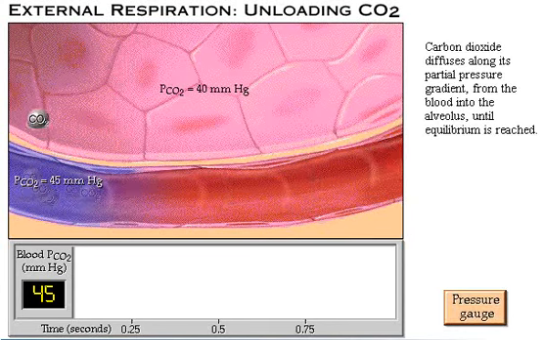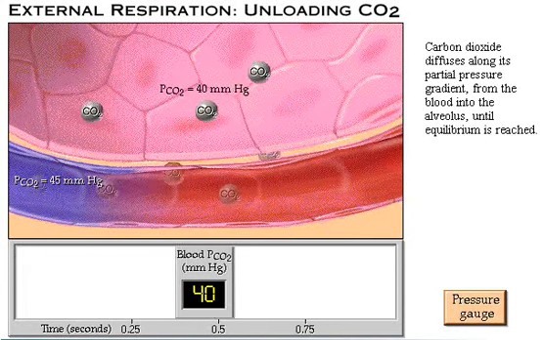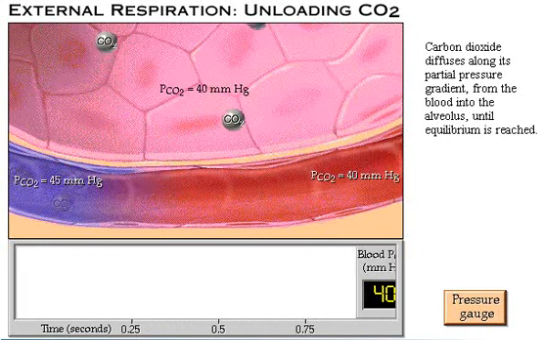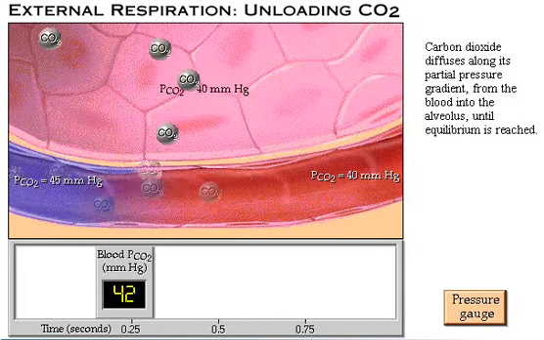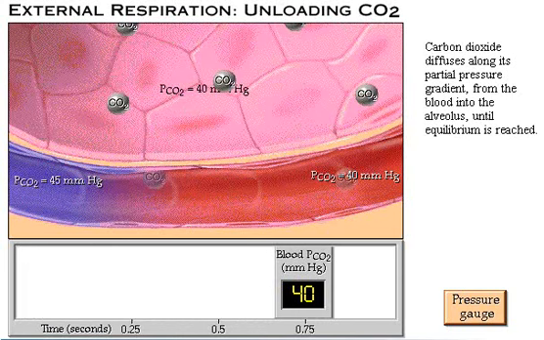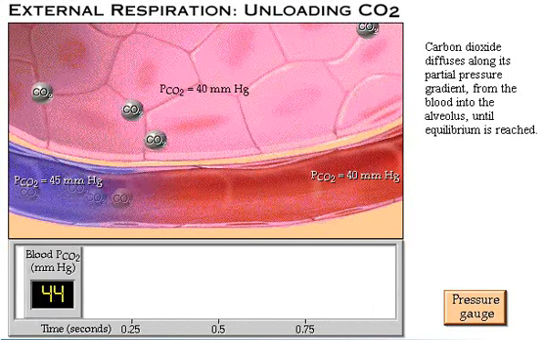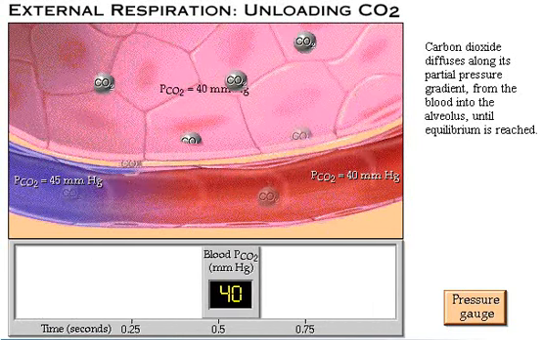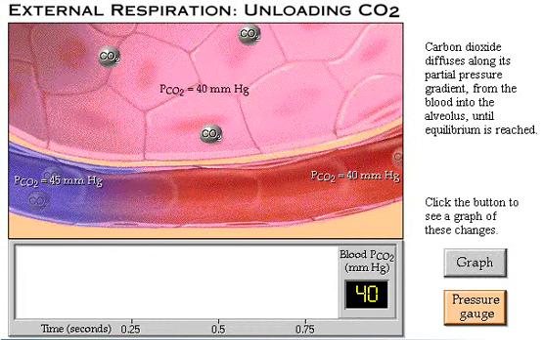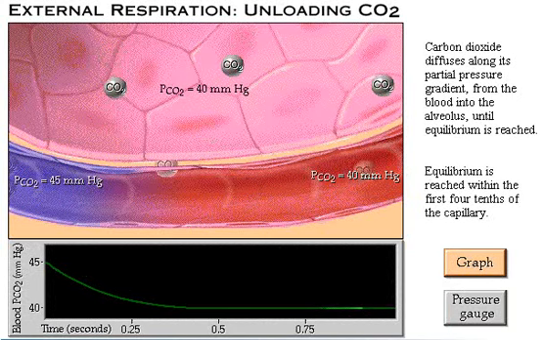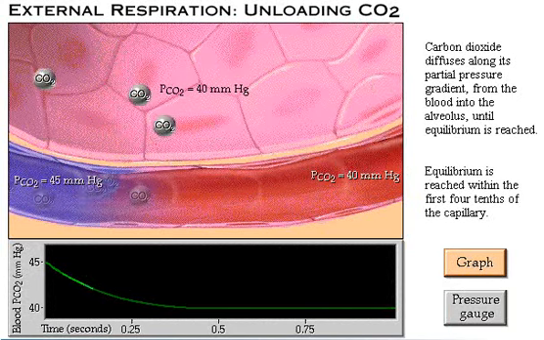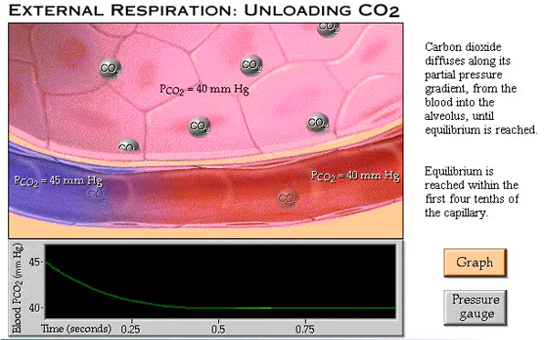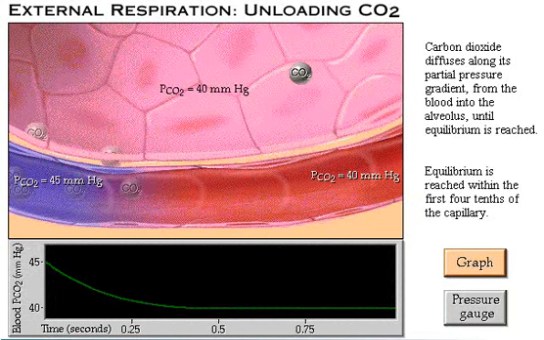Carbon dioxide diffuses along its partial pressure gradient from the blood into the alveolus until equilibrium is reached. The PCO2 of the blood has decreased to 40 millimeters of mercury. Click the button to see a graph of these changes in the blood. As indicated in the graph, equilibrium is reached rapidly within the first 4/10 of the pulmonary capillary.